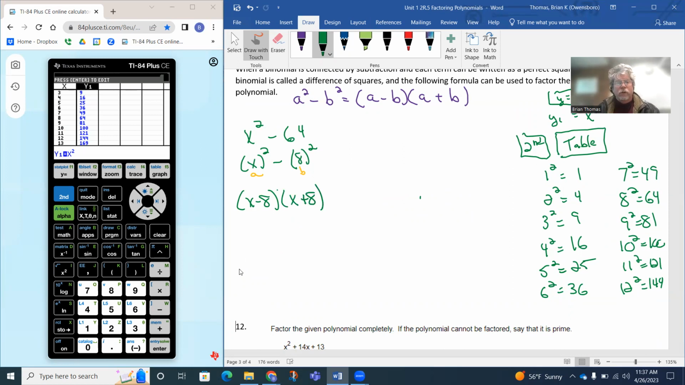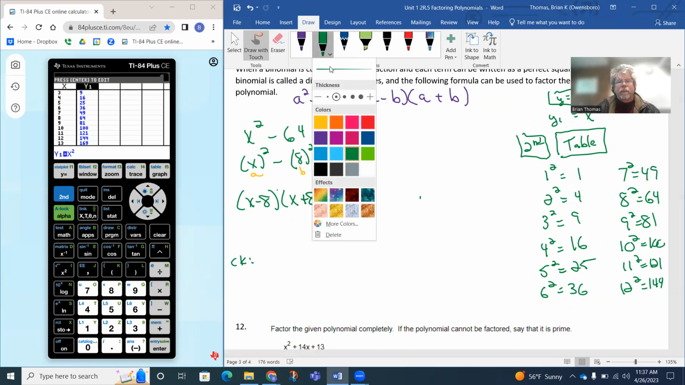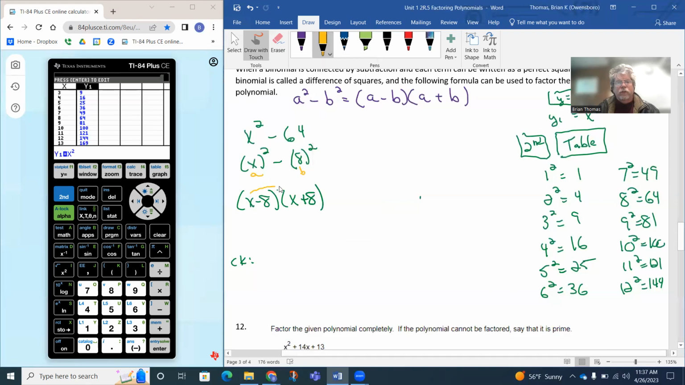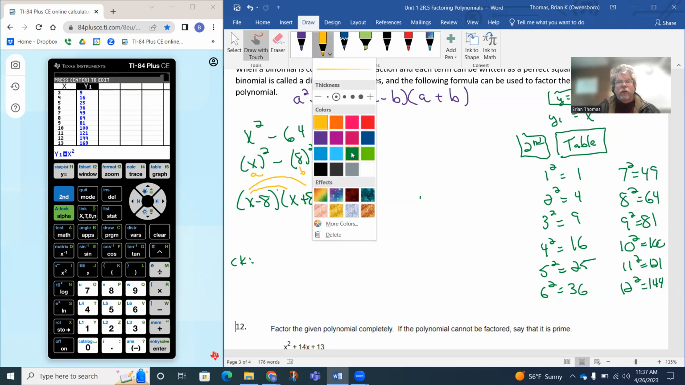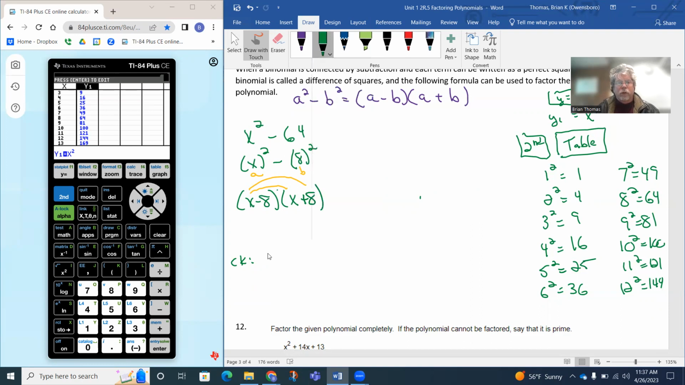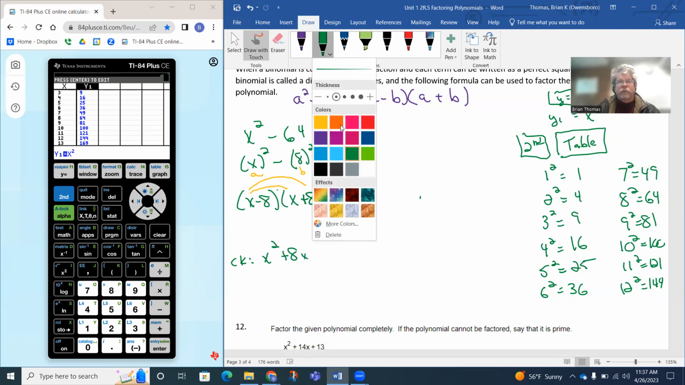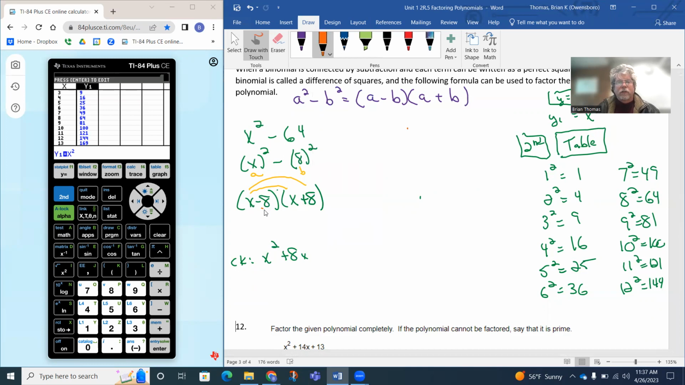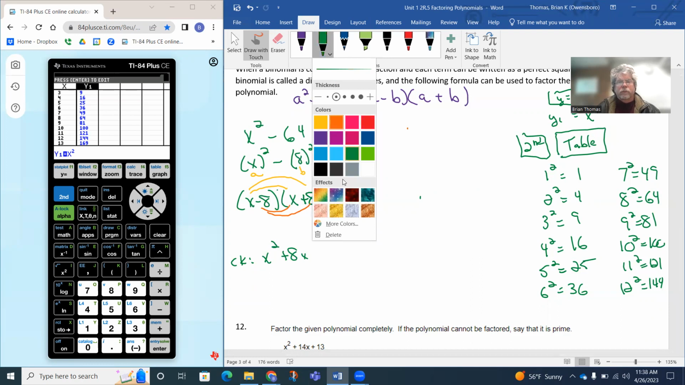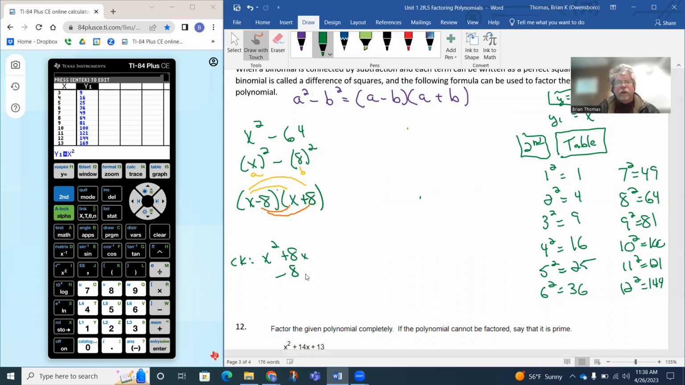Again, you can check it using FOIL. If you want to check this, you can go x times x, because that's the first terms. And then you can go the outer terms, x times 8. So that's going to give you this x squared plus 8x. And then you multiply by the negative 8. So negative 8 times x, and then you go negative 8 times 8. So when you do that, you get negative 8 times x is going to be negative 8x, and negative 8 times 8 is negative 64.